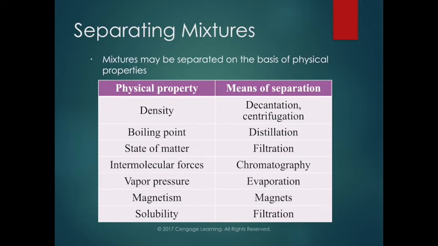Then let's look at the one right below it, state of matter using filtration. So if I have a mixture that has a solid and a liquid, that's very easy to separate. All I need is a funnel and some filter paper. I pour the mixture into the filter paper. The solid stays in that filter paper, but then the liquid runs down through the funnel into the beaker. So that's a very easy way to separate a solid from a liquid. And there's other forms there: chromatography, evaporation, magnets, filtration again. So there's other ways to separate mixtures, but those are the two I really wanted to point out to you.